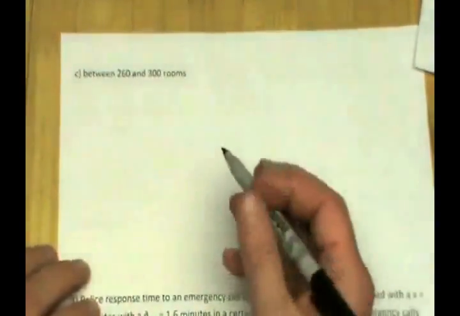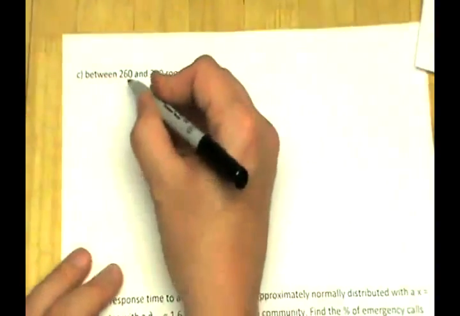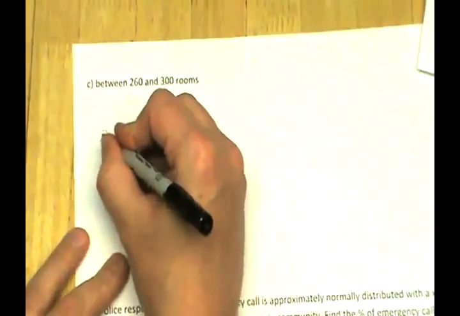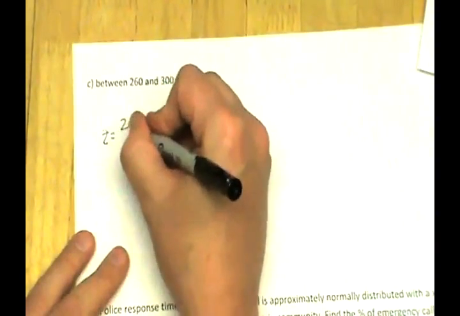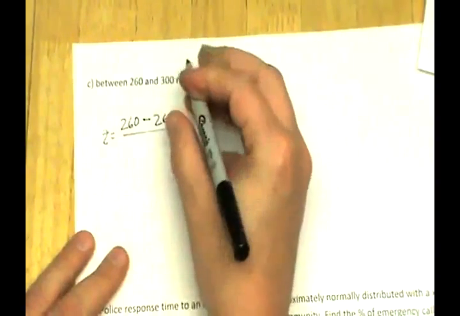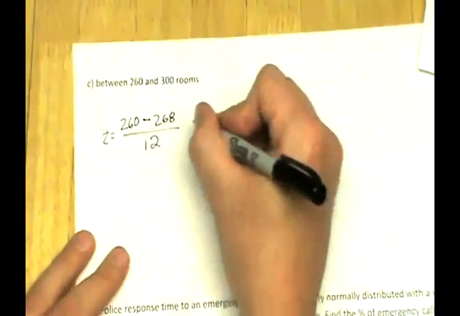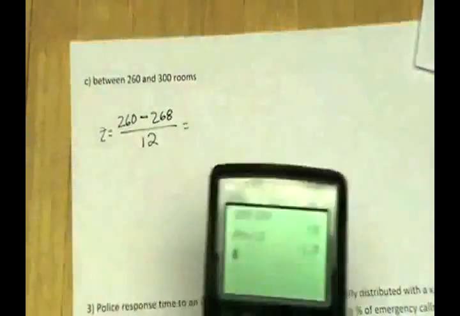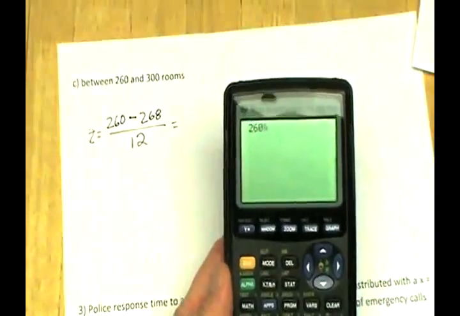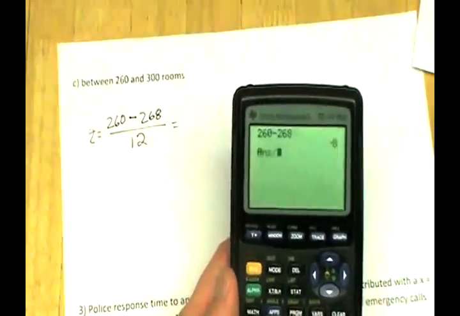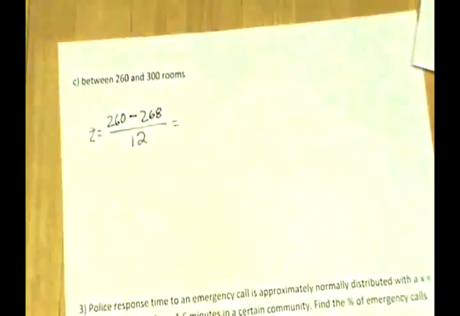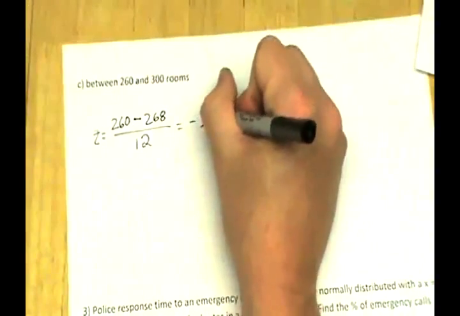What about between 260 and 300 rooms? So now we have to do two z-score formulas. We have to do the z-score for 260. So we're going to say z-score for 260, data, which is 260, minus the mean, 268, and that's divided by the standard deviation of 12. Okay, calculator. 260 minus 268 divided by 12. Negative 0.6666, so let's say negative 0.67.